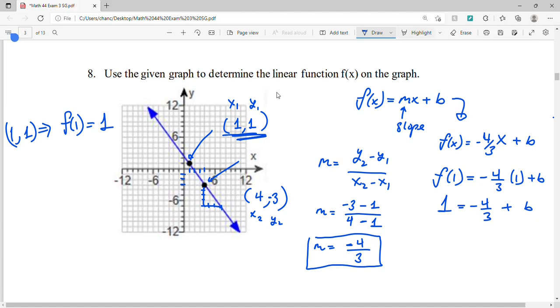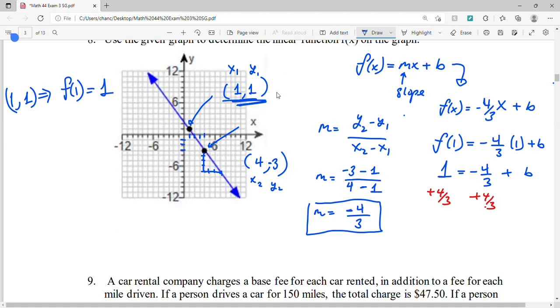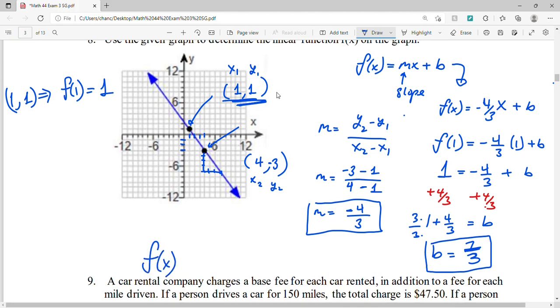We'll add that 4/3 to both sides. And so we have 1 plus 4/3 is equal to b. And we could rewrite 1 by multiplying the top and bottom by 3 to get common denominators. So b simplifies to 7 over 3. 3 plus 4 gives me the 7, and the denominator is 3. So that's our b. We have the b and we have the m. To finish off the problem, we'll write our solution in the slope-intercept form. And that's it. We have f of x equals negative 4/3 x plus 7/3.